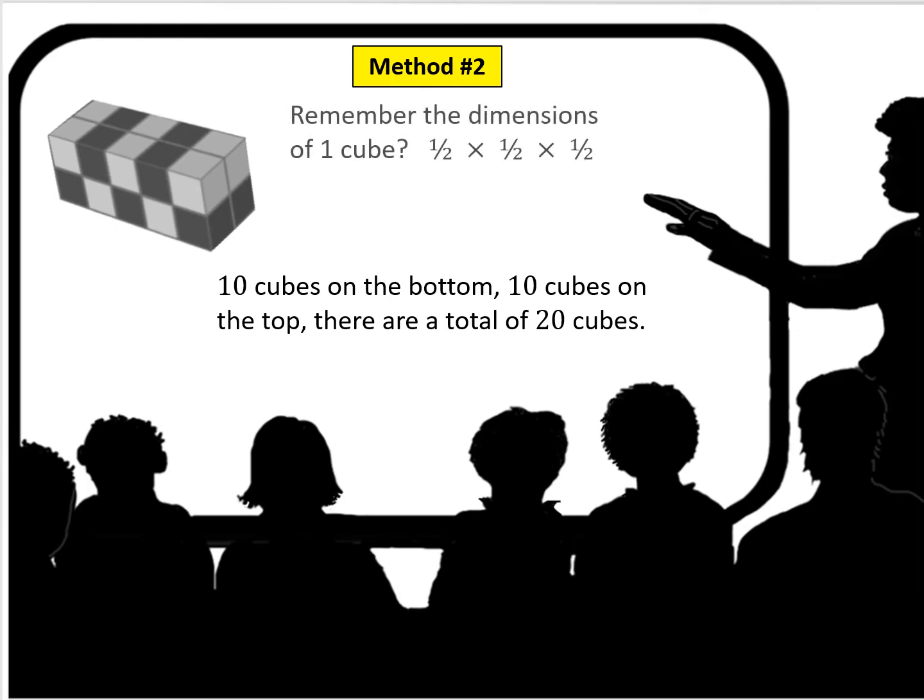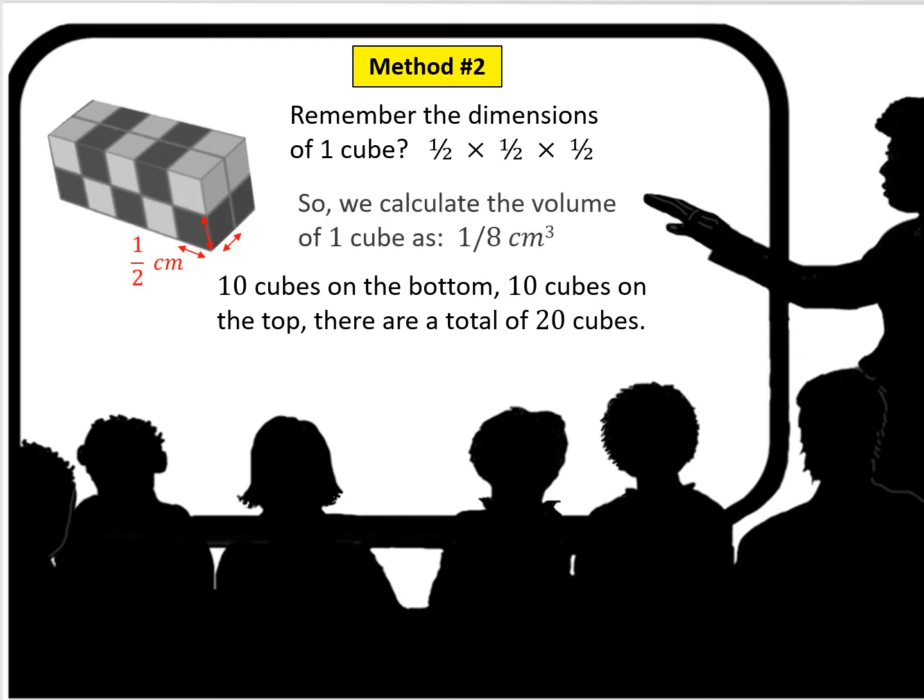Let's look at method 2. Remember the dimensions of that unit cube? Well, the dimensions of the unit cube is 1/2 times 1/2 times 1/2. That's the volume of one cube. It equals 1/8 centimeters cubed.